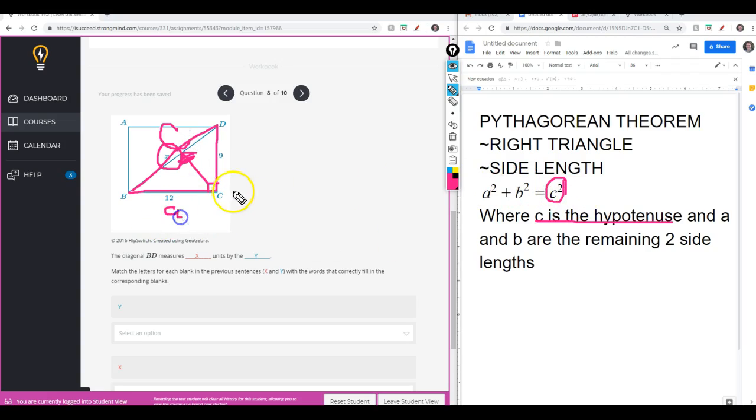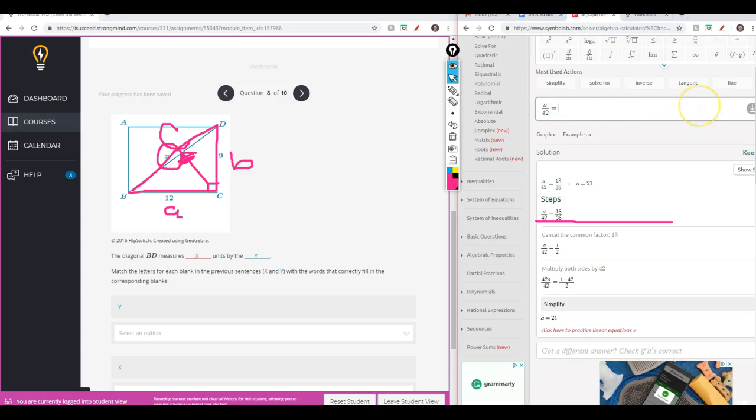Now this could be A and this can be B. You can label them whichever way, this could be B and this could be A. It doesn't matter. It's just the remaining two side lengths. So when we set this up, A is 12, so we have 12 squared, plus B, that length is 9. I don't know what my hypotenuse side length is, so I'm going to leave it as X.